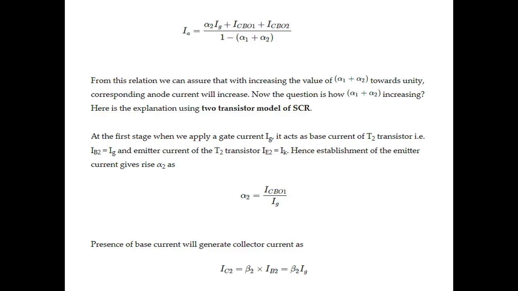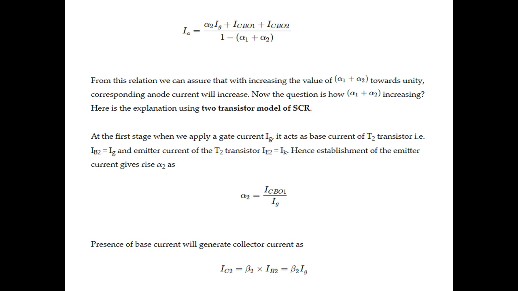From this relation we can see that as the value of alpha 1 plus alpha 2 increases towards unity, what will happen to Ia? Unity means 1 minus 1, so Ia reaches infinity, and correspondingly the anode current will increase. In the ideal case we can increase alpha 1 and alpha 2 towards unity so that Ia becomes infinite. But in practical cases it will not reach unity, so Ia can be increased only by a factor depending on alpha 1 and alpha 2.